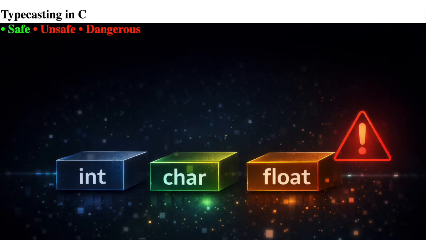Let's come to the topic, which is typecasting in C. C gives you the power to reinterpret memory any way you want. That power can make you a system engineer or crash your program silently. Today we will break down implicit versus explicit casting, when casting is safe, and why pointer casting is where real bugs live.